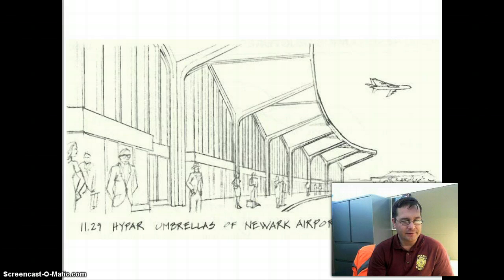Again, some more complex high-power roof structures. So this is an awning at an airport, at Newark Airport. Material of reinforced concrete. The complex shape gives it its strength. Very, very thin for the distance that it spans.